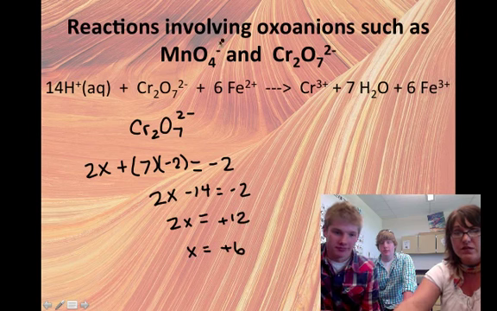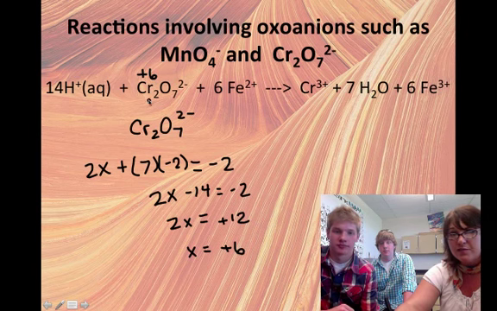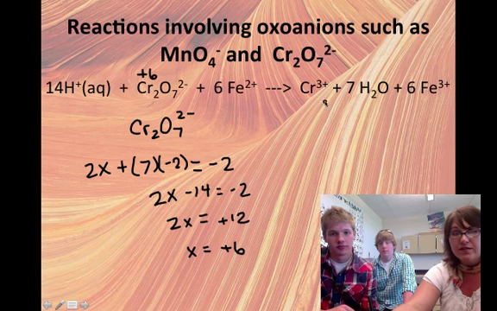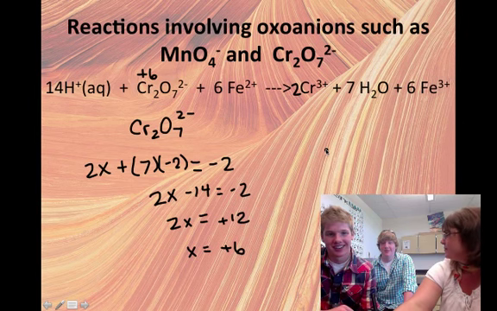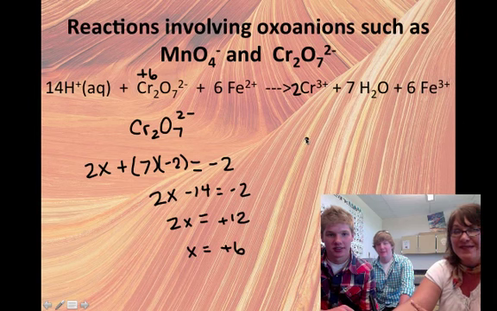Yep. So we have a positive 6 for each of our chromium atoms here, and a positive 3 on this side. This one's not balanced. Look, I lied. We need 2 of those. We are balanced now, I hope. We're not going to mess with it if we're not. I did this in the last podcast. They don't need to see this one again.